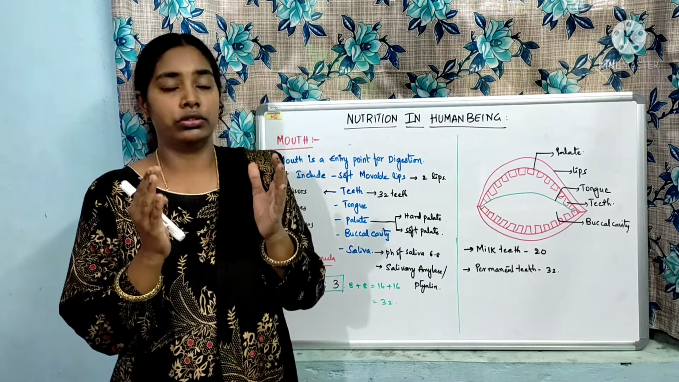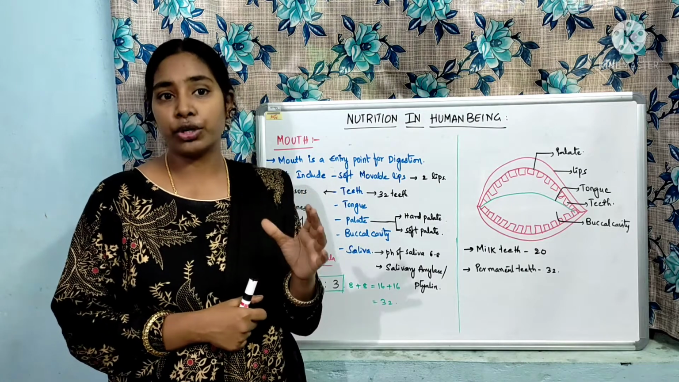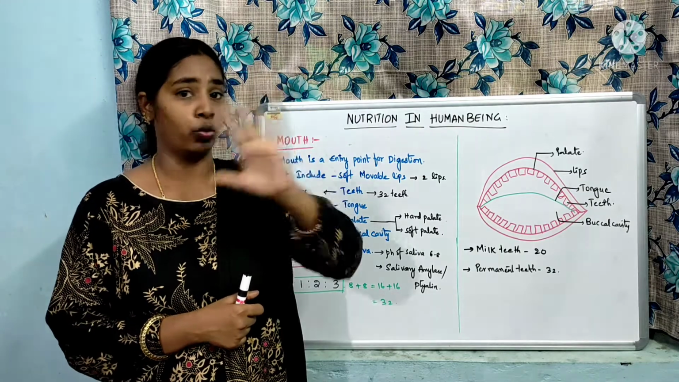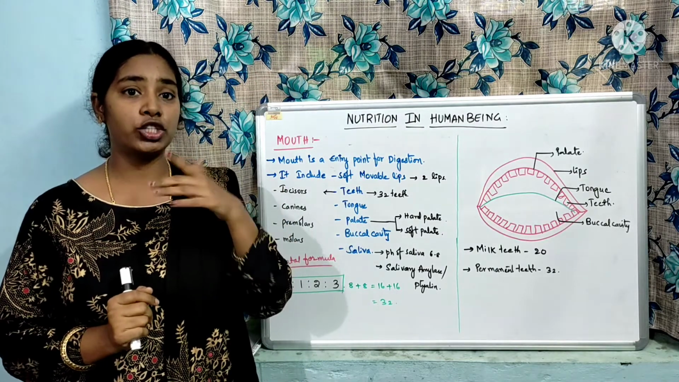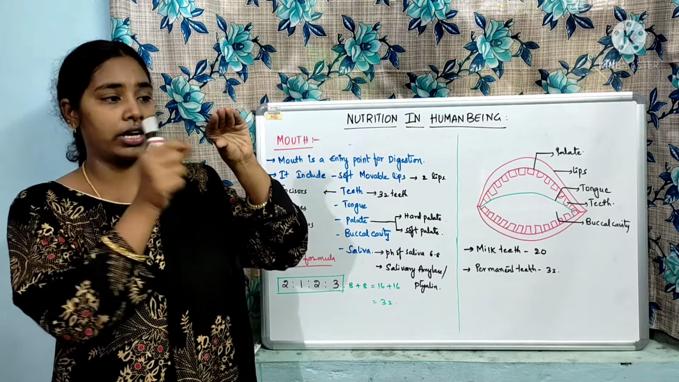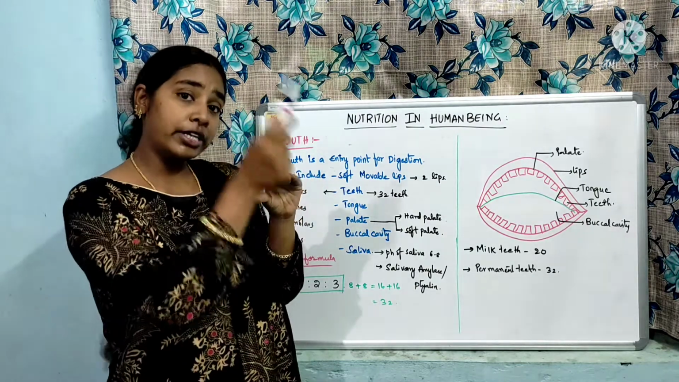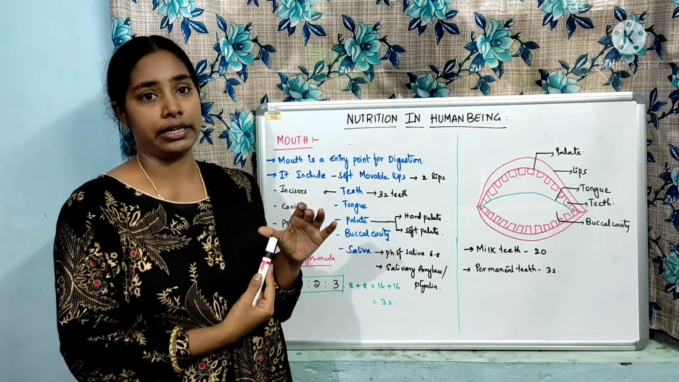Listen clearly and carefully. You have a mouth. Mouth has upper jaw and lower jaw. Whenever you are speaking, your upper jaw doesn't move. It is a fixed jaw. Only the lower jaw moves here and there like this. The upper jaw contains 16 teeth. Lower jaw contains 16 teeth.